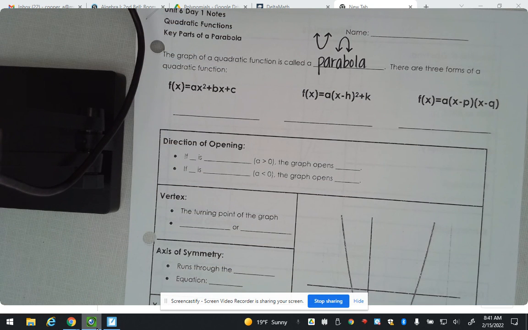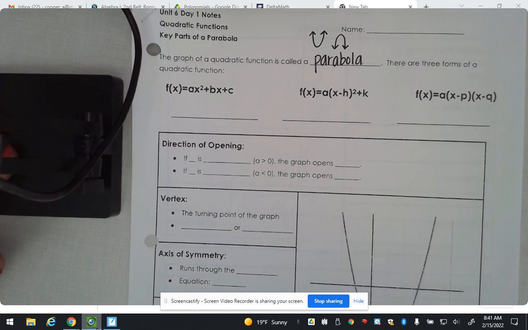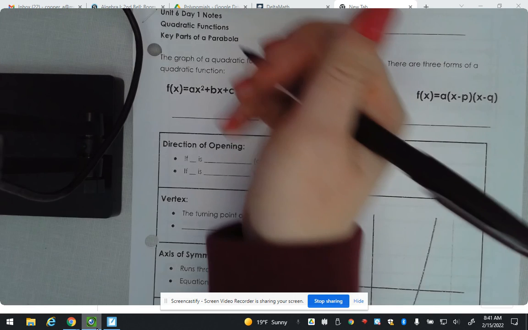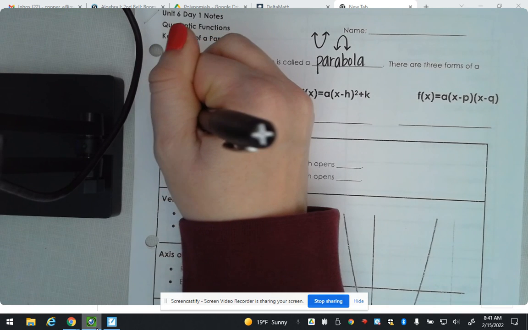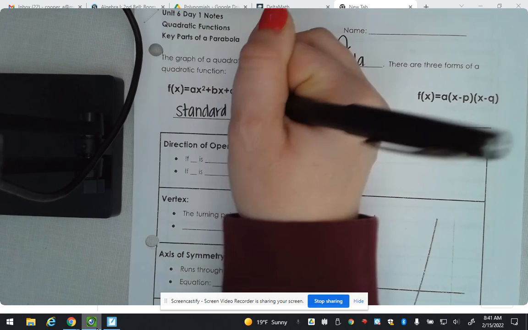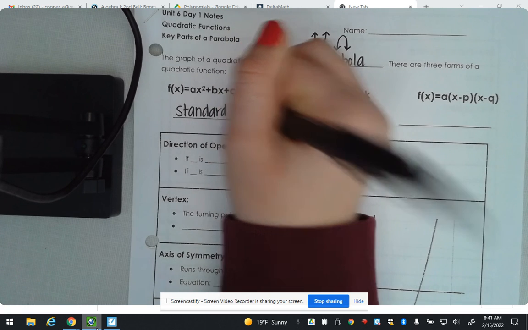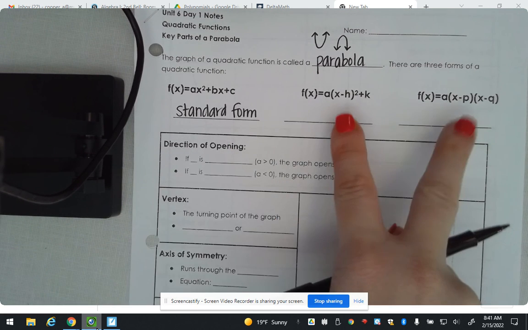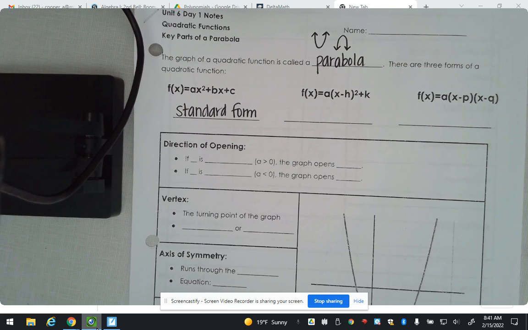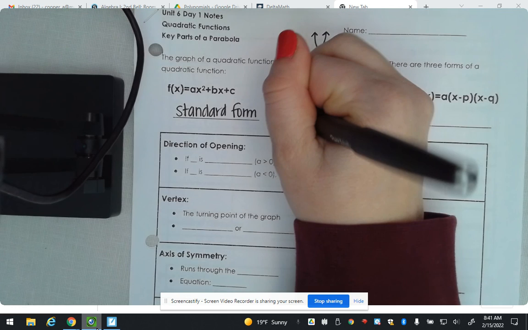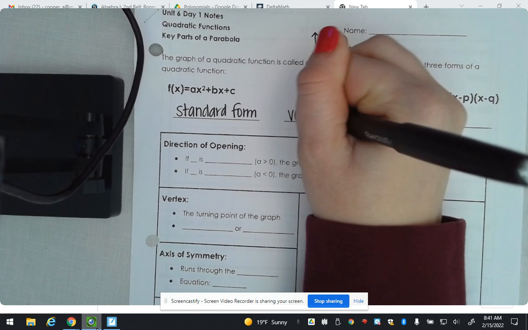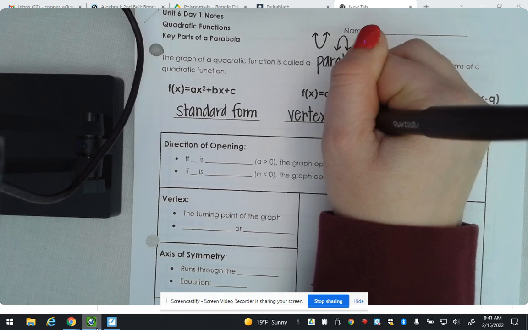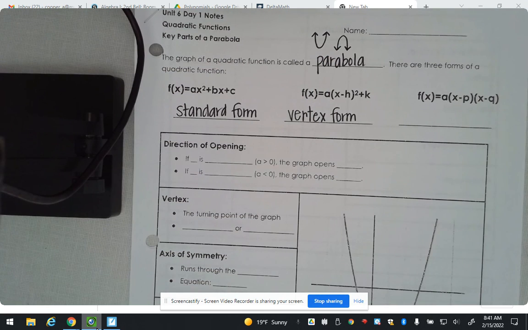Okay, there are 3 forms of a parabola. This is called standard form, and this is the form you will see for the most part in Algebra 1. Standard form most of the time. When you get to Algebra 2, you deal with all 3, but I want to show you all 3. This is what we call vertex form.